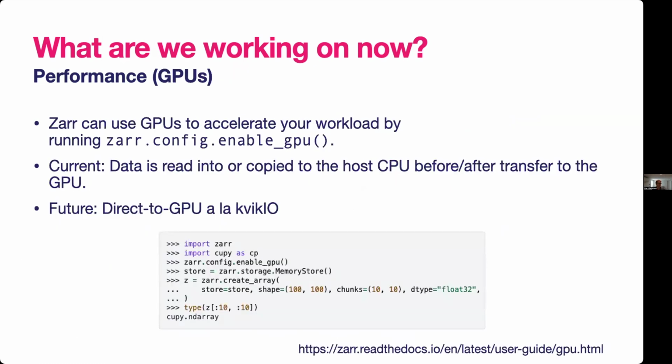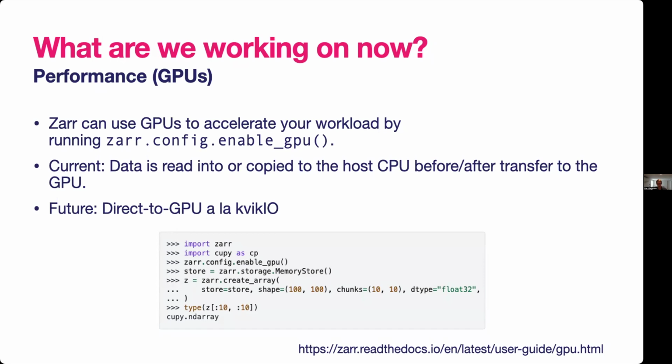So on the performance side, another exciting thing is GPU arrays and the integration with Zarr and CuPy. Tom Augspurger added a couple weeks ago this new method to the config called enable GPU, and by setting that, it sets the right settings on the back end such that when you read data out of Zarr, you get a CuPy array back instead of a NumPy array.